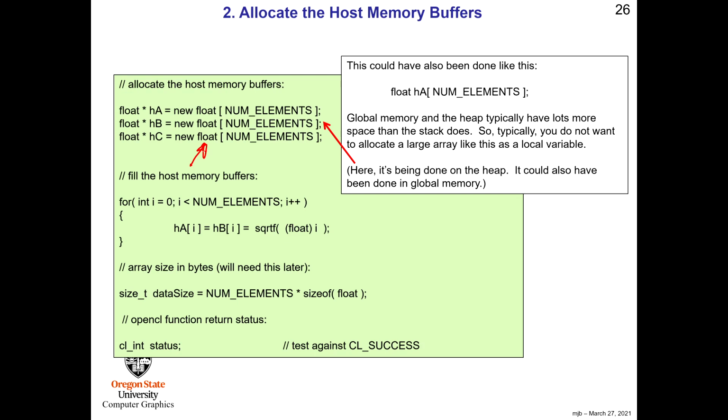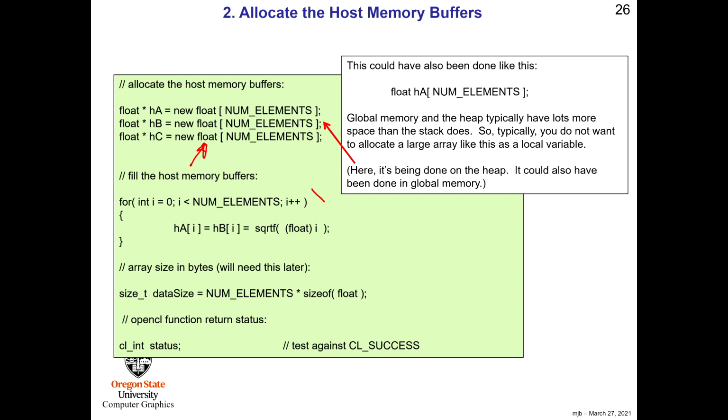Like don't, inside the main program, say float HA[num elements], because generally stack space is limited. And if you're using a GPU for some data parallel computing, chances are you're solving a pretty big problem. Otherwise, why are you doing this? So you don't want to make these local. They'll overflow the stack. Most of the time, if you make it too big, the compiler won't even compile. It'll just give you some error message you have no idea what it means. So on the heap, global variables, not on the stack.